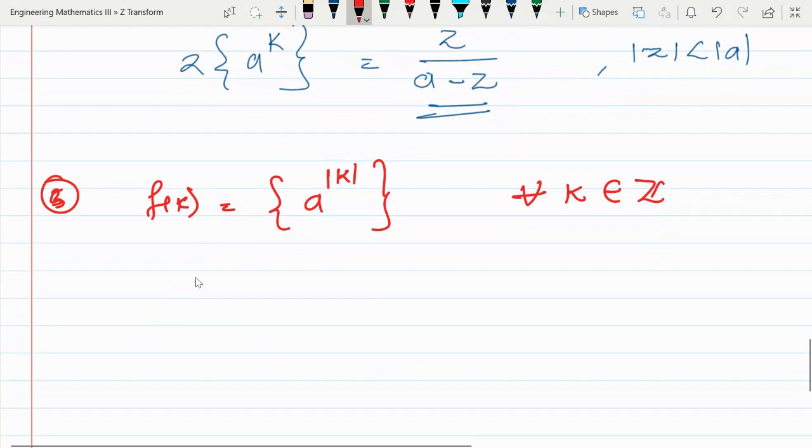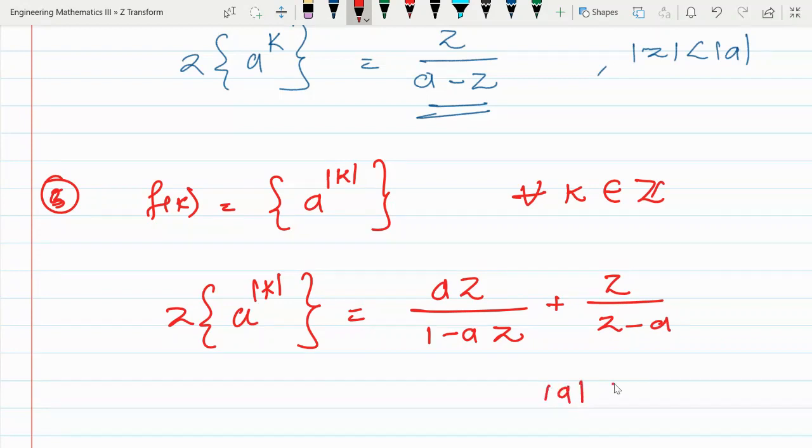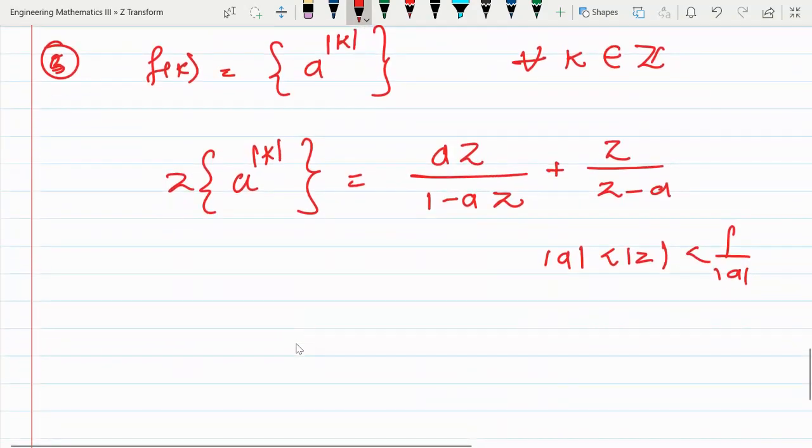Therefore the z transform of a raised to mod k is basically az upon 1 minus az plus z upon z minus a, where mod a is less than mod z is less than 1 upon mod a. Work on this and just try to find how to get this from the above two results. You may use the definition, just simply apply it, expand the sum, and use the geometric formula, the sum of geometric terms here.